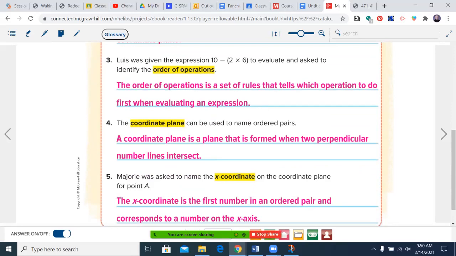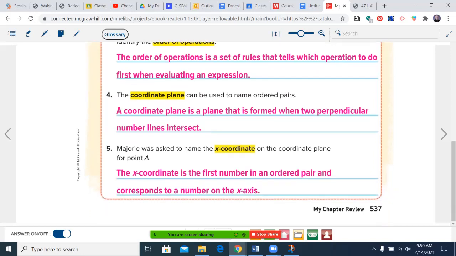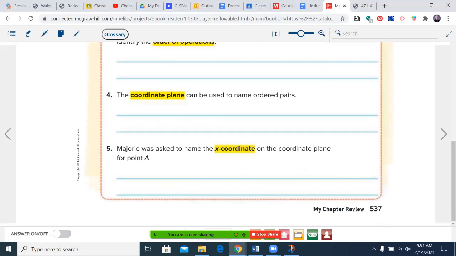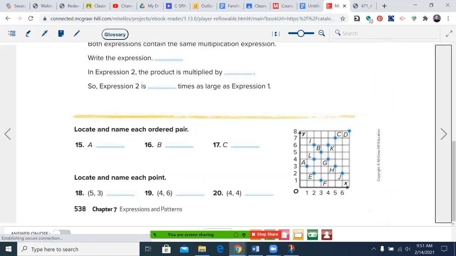Coordinate plane is a plane that is formed when 2 perpendicular number lines intersect. The one number line going up and down, the vertical one, is the y-axis. The horizontal left to right is the x-axis. An x-coordinate is the first number in an ordered pair and corresponds to a number on the x-axis. Turn this answer key off here as we go to the next page.